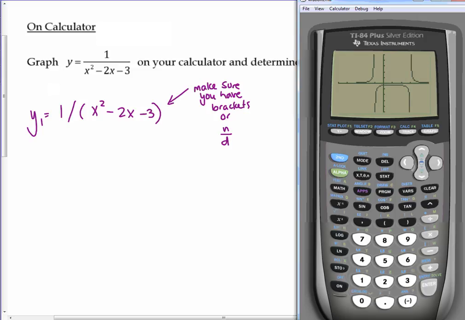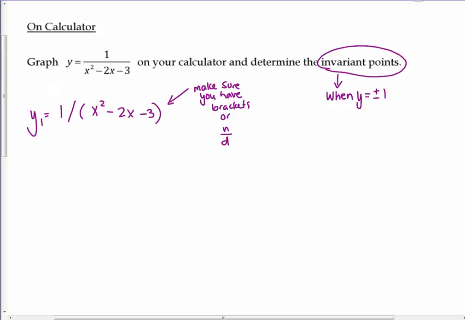So we want to know when is y equal to 1 and when is y equal to negative 1. How do we do that on our graphing calculator? Okay, so let's set y2 equal to, we'll do one at a time. I find it a lot easier. So set y2 equal to, let's start with 1, and find intersection.